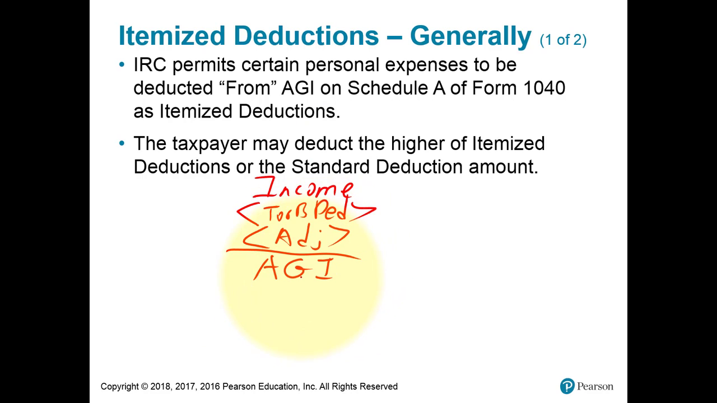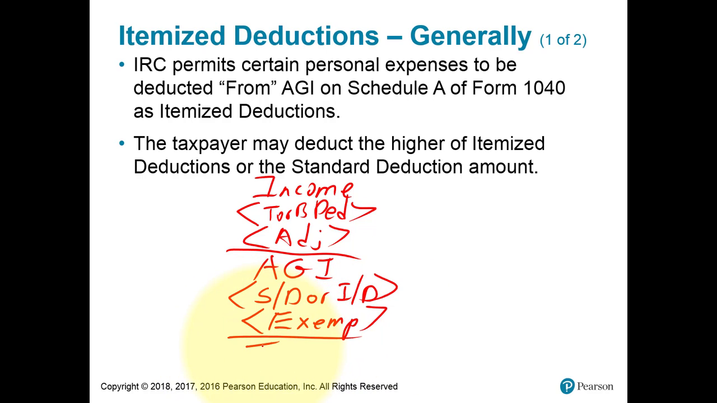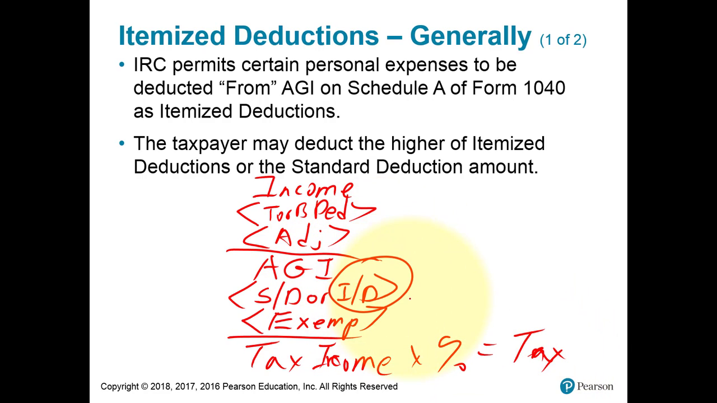And then from the adjusted gross income, we subtract out either the taxpayer's standard deduction or itemized deductions, which again is the topic of our chapter number 7. We also subtract out the personal and dependent exemptions to get the taxable income of our taxpayer. And we multiply this by a tax rate to get the tax liability for the whole year, the income tax liability. Again, our focus is itemized deductions.